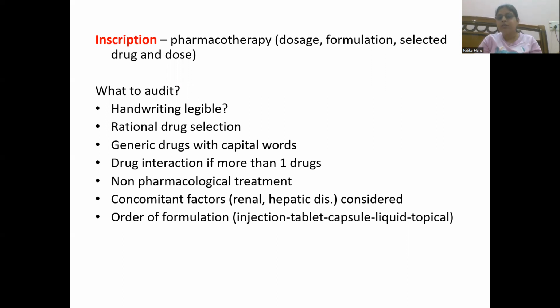And the order of formulation: if an injection is prescribed, it should be written first, followed by tablet, followed by capsule, followed by liquid, followed by topical. This is the sequence of writing the prescription. First we write injection, then tablet, then capsule, then liquid, then topical. And if renal and hepatic disease is there, then we have to lower the dose, because in renal and hepatic disease the clearance decreases, the rate of elimination decreases, and there can be toxicity in the body.